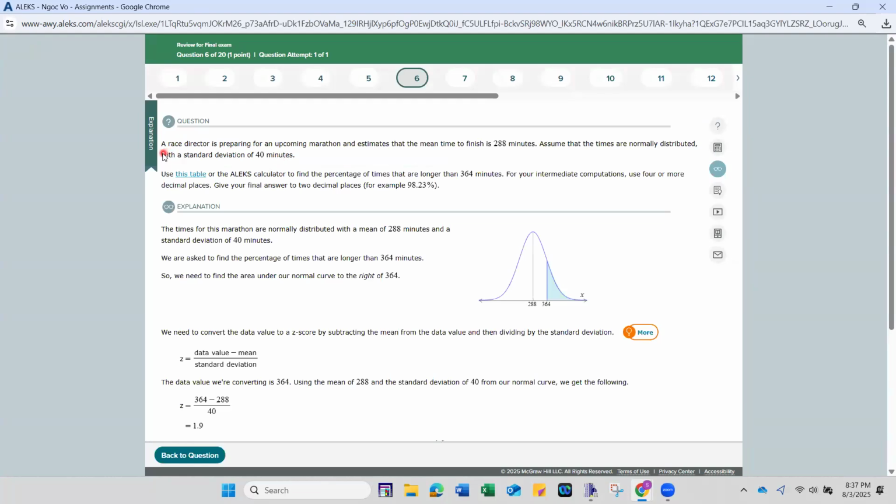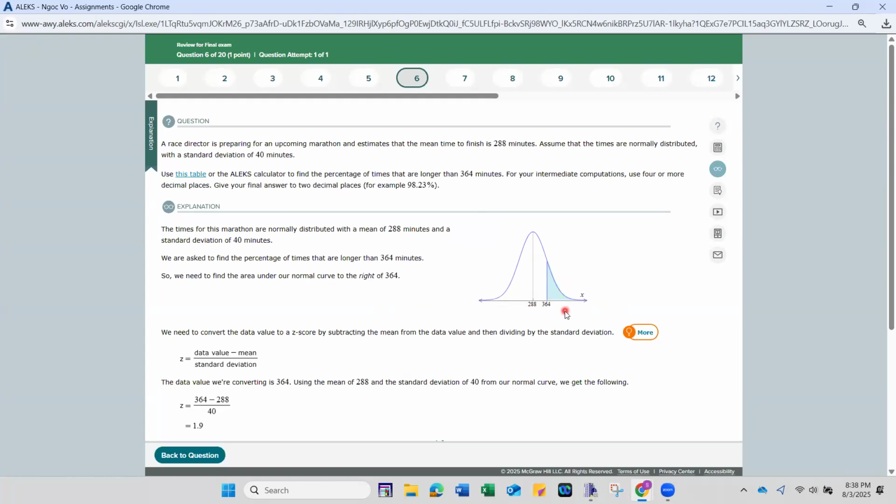So here I have a question whose mean is 288 minutes and standard deviation is 40 minutes. Use the table or calculator and find the percentage of the time longer than 364. So here we are looking for the percentage above 364. According to the normal distribution, above means the right side area of the normal distribution. So here I have a normal distribution curve whose center is the mean, and the highlighted area is the right side, in other words, above 364.